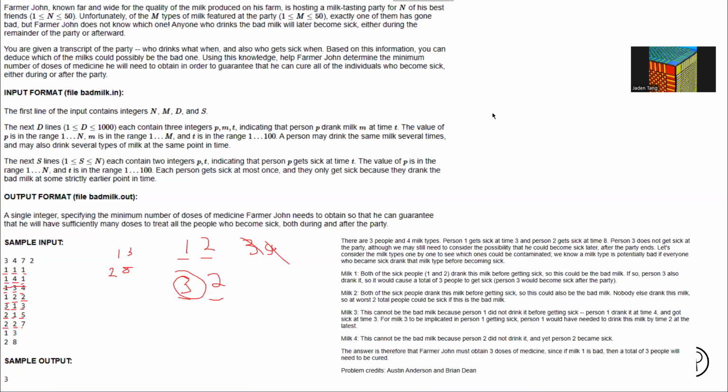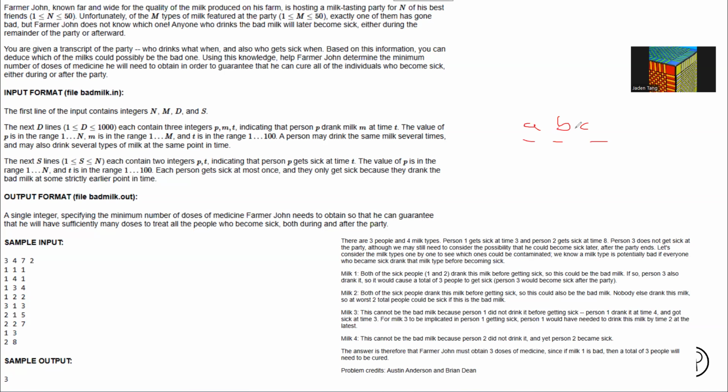So basically, a simpler explanation of this problem would be that we are just given where person A drinks milk B at time C, and we only care about the earliest time they drink milk B.